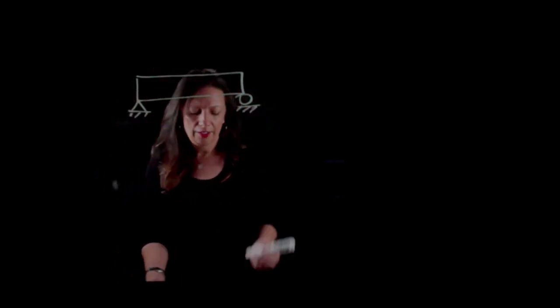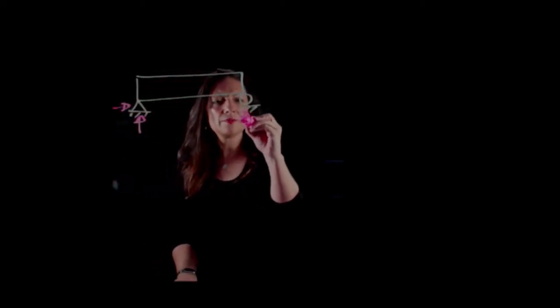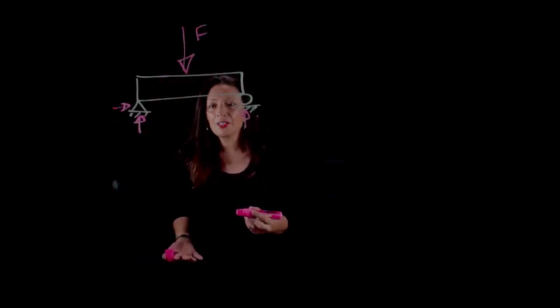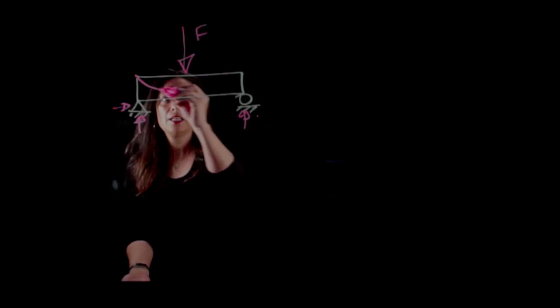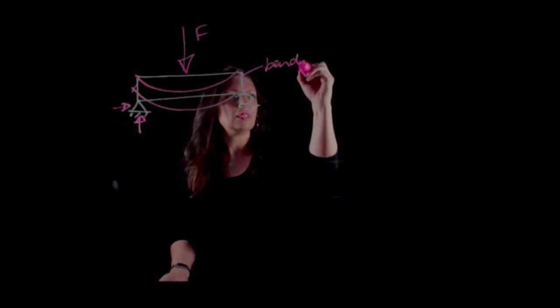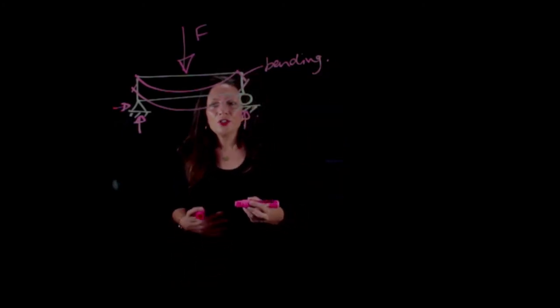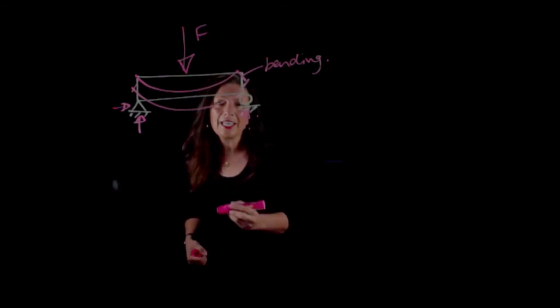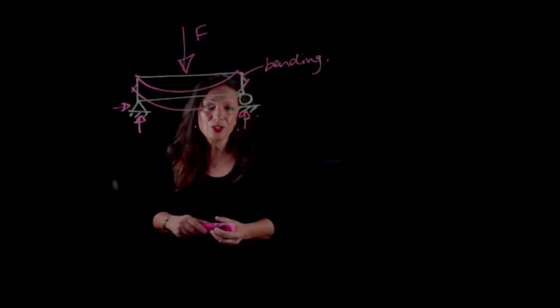So if we have a beam and it is supported by a roller and a pin, so we're going to have reaction forces, and we apply a load to this beam, what's going to happen? We're going to have bending. So my beam will bend. To determine the bending stress in a beam, we need to take a look at the cross-section of this beam.